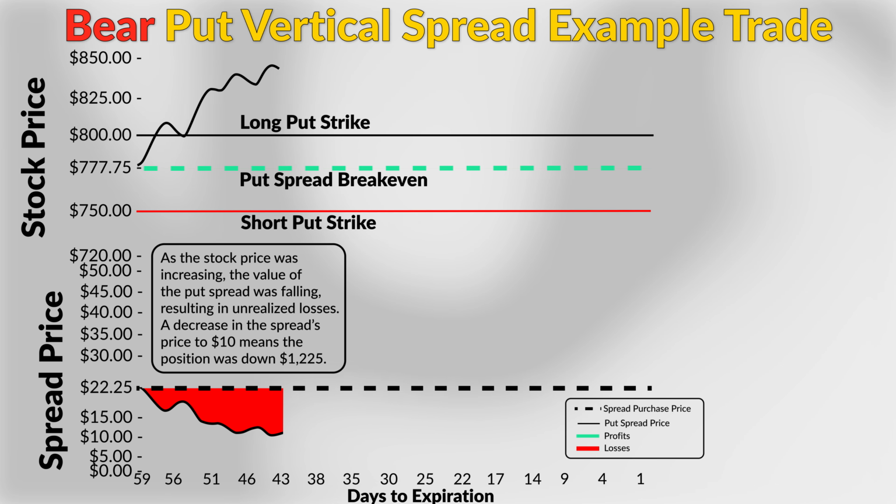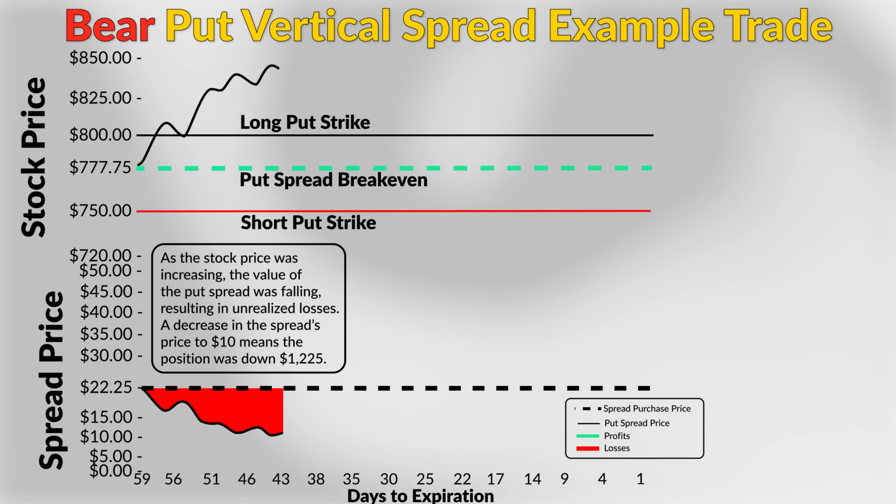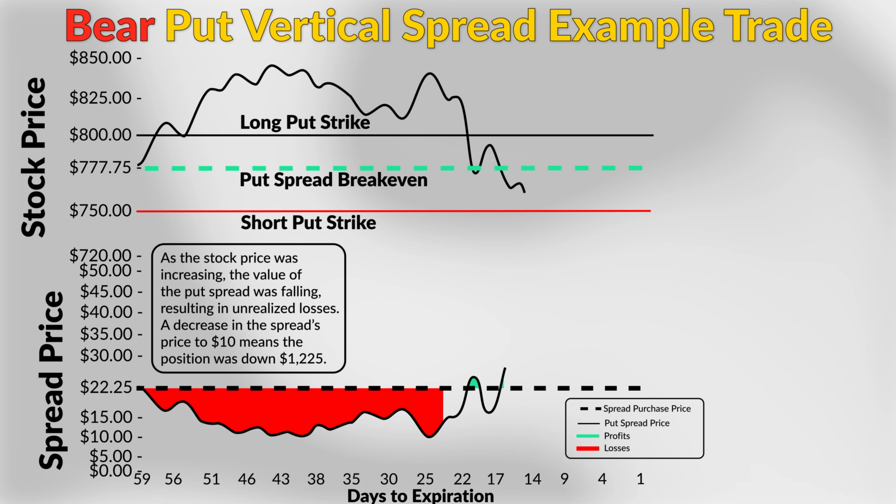The decrease to $10 represents an unrealized loss of $1,225. And that's because I initially paid $2,225 for the spread, and a reduction in its price to $10 means the spread is worth $1,000. So we always have to multiply the spread's price by 100 to get its dollar value. I know it's confusing, but that's what we have to do.